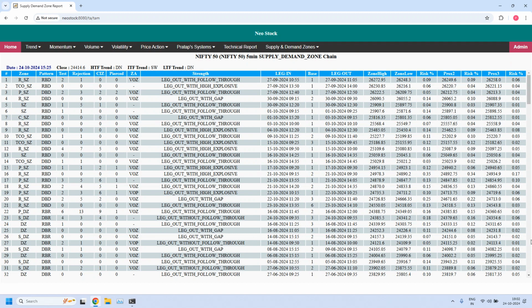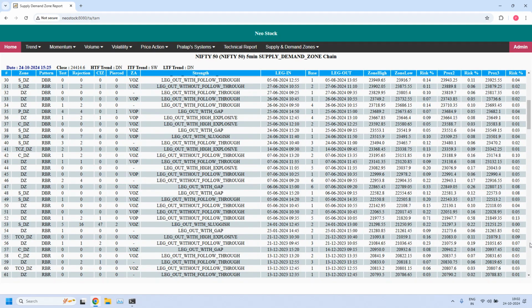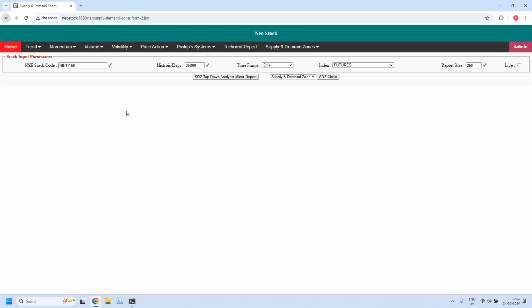Let me scroll the list down. These are the next set of demand zones. So this is about the Nifty supply demand zone chain. Now let's generate for BANKNIFTY. That is nothing but Nifty Bank. And let me set the time frame as monthly and generate the monthly supply demand zone chain for BANKNIFTY.